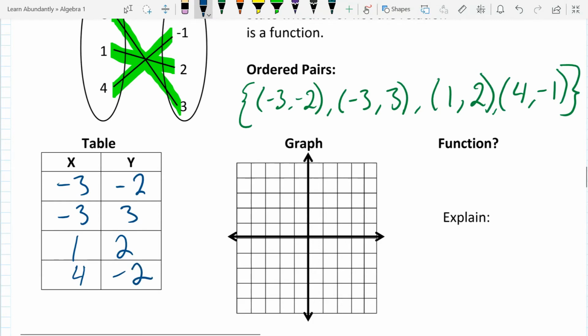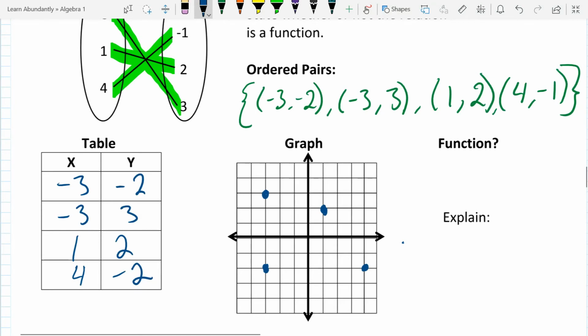Now I need to graph each of these. I'm going to use my graph right here to go over 3, left 3, and then down 2. I'm going to go over 3 and up 3. I'm going to go right 1 and up 2. I'm going to go right 4 and down 2. All right. And then the last thing I have to decide is, is this a function?